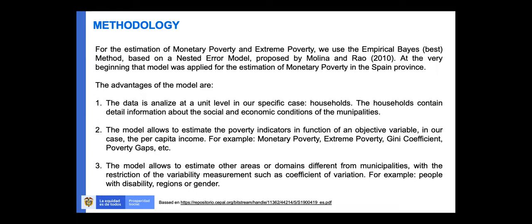Additionally, the model allows us to estimate the poverty indicators as a function of an objective variable, in our case, the per capita income. For example, we made indicators such as monetary poverty, extreme poverty, Gini coefficient, poverty gaps, and so on. And finally, the model allows us to estimate other areas or domains different from municipalities, with the restriction of a variability measurement such as the coefficient of variation. For example, other domains are people with disability, regions, gender, migratory status, etc.